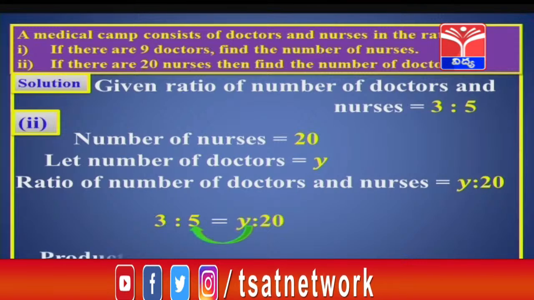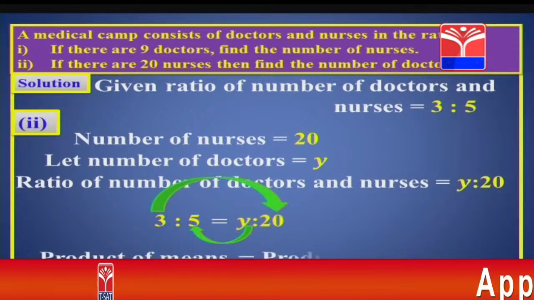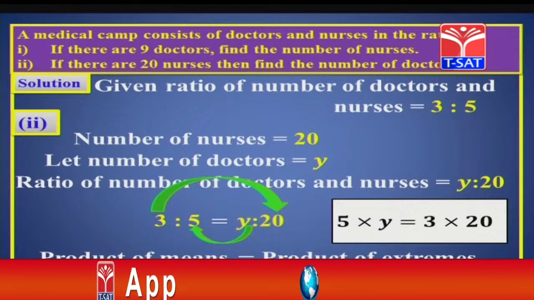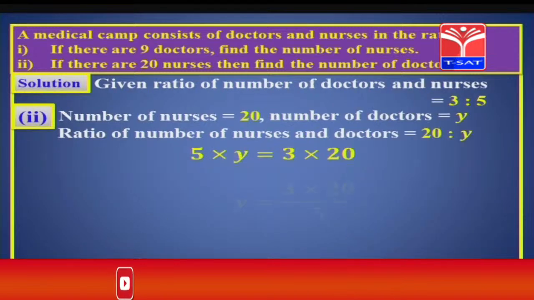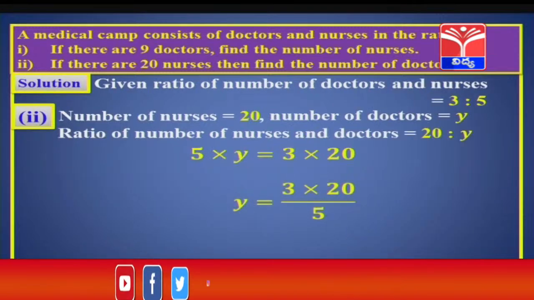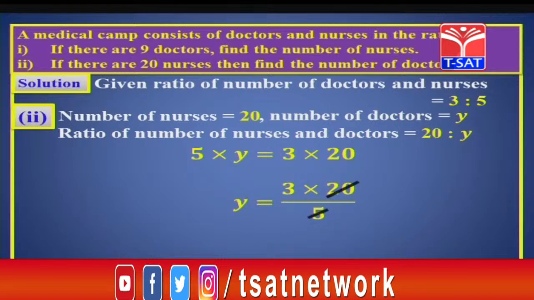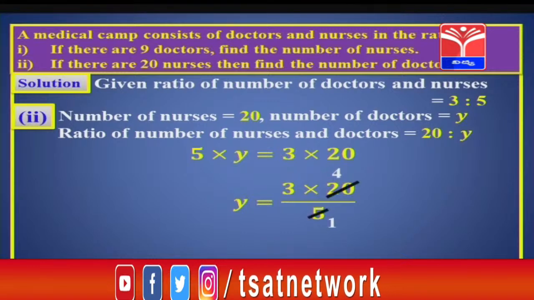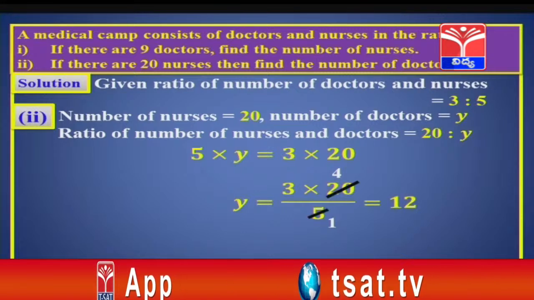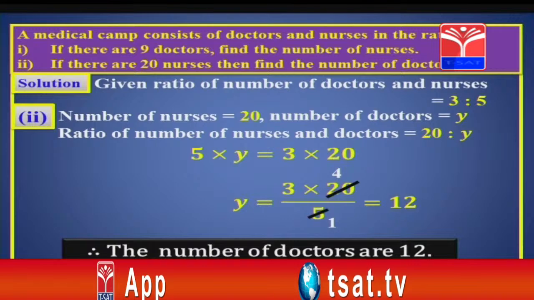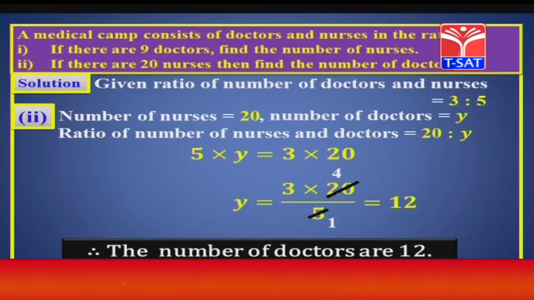Since again they are in proportion, product of means equals product of extremes. That means 5 into y is equal to 3 into 20. Therefore, y is 3 into 20 divided by 5. 5 goes 1 time in 5, whereas 4 times in 20. So, what is left? 3 into 4, which is 12. So, therefore, we can say the number of doctors required is 12.